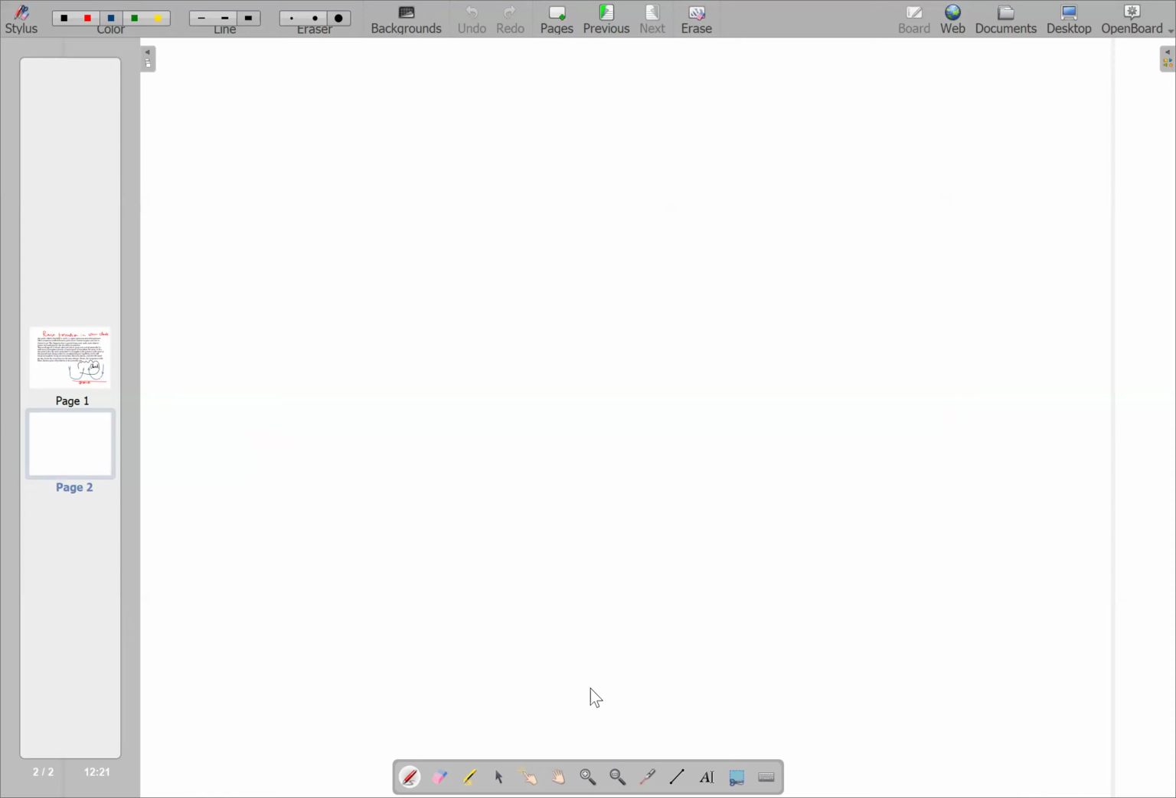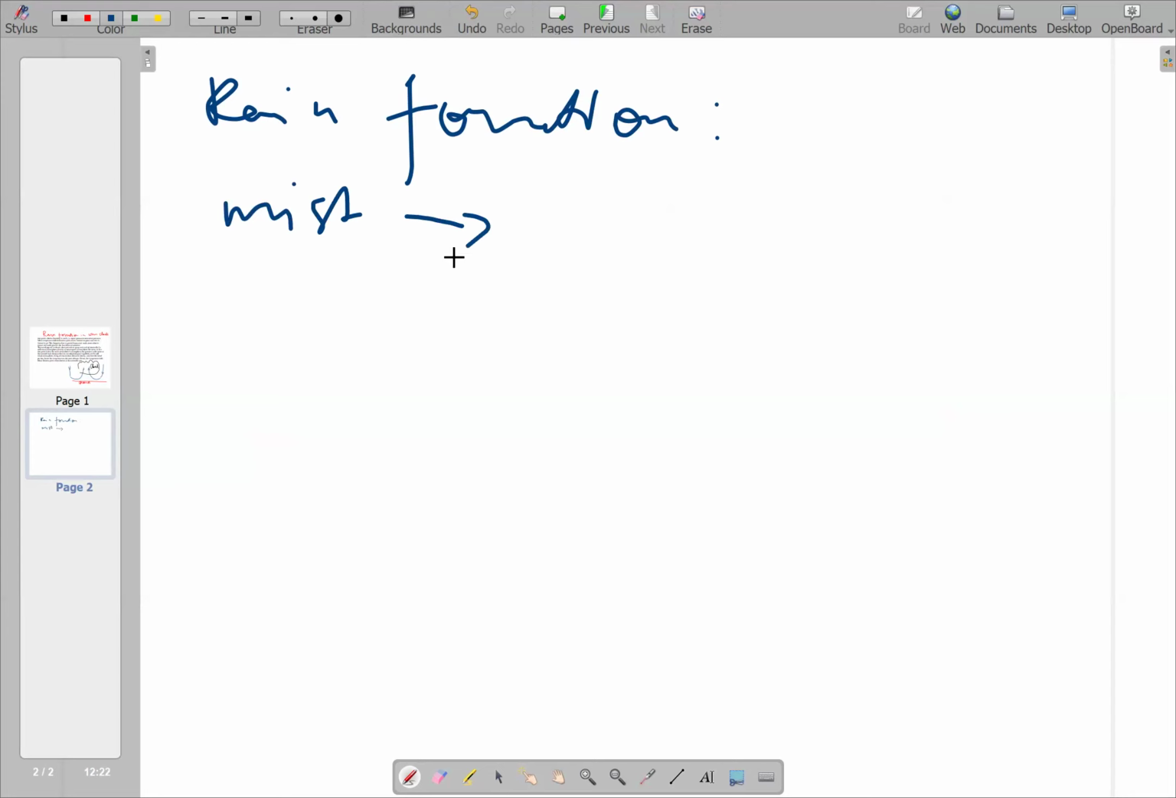Now, so rain formation. Now mist. These mist are micron-sized droplets.